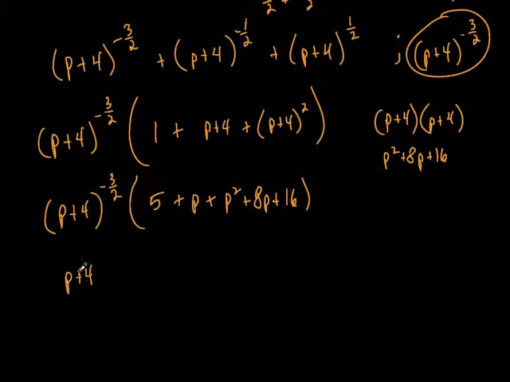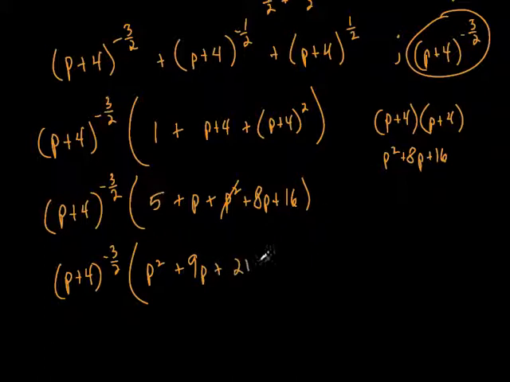All right, this never changed, did it? This thing on the outside. So we keep it like this. Now let's simplify inside of here. Let's do the highest power first. p squared. Can I add p squared to anything else? No. What about the p's? Yep. 1p plus 8p is 9p. And then we can add the regular numbers. 5 and 16 is 21.